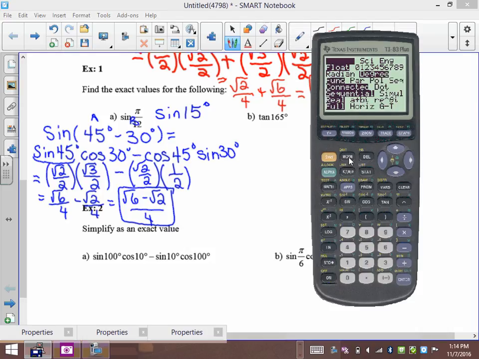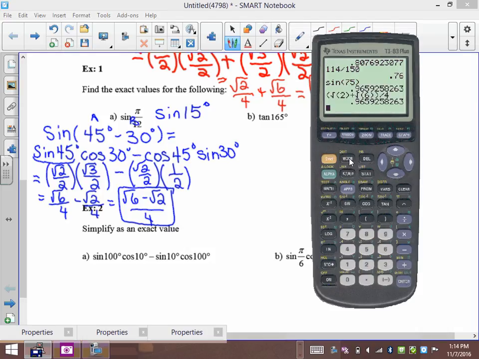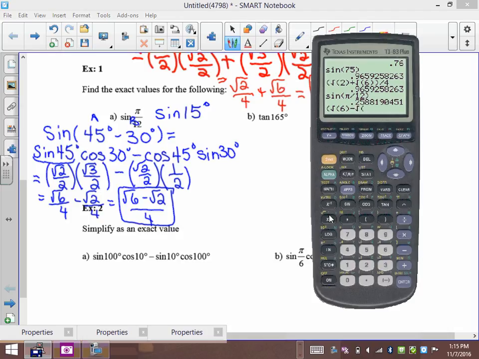So I'm going to make my mode be degree or radian, sorry. And I'm going to do sine of pi divided by 12. Get my answer. And then I'm going to go bracket root 6 bracket minus root 2 bracket bracket divided by 4. Same answer. So I know that my answer is correct because I matched it with the question, not with what I converted it to.